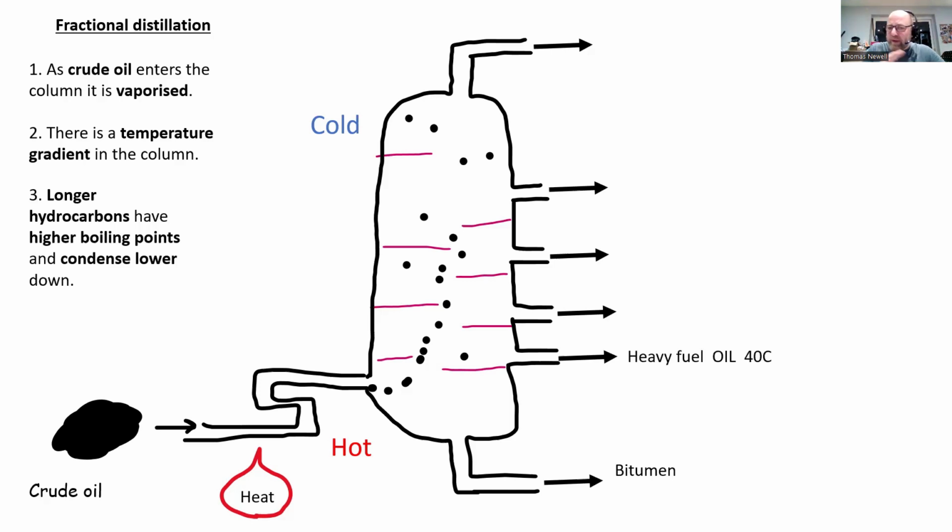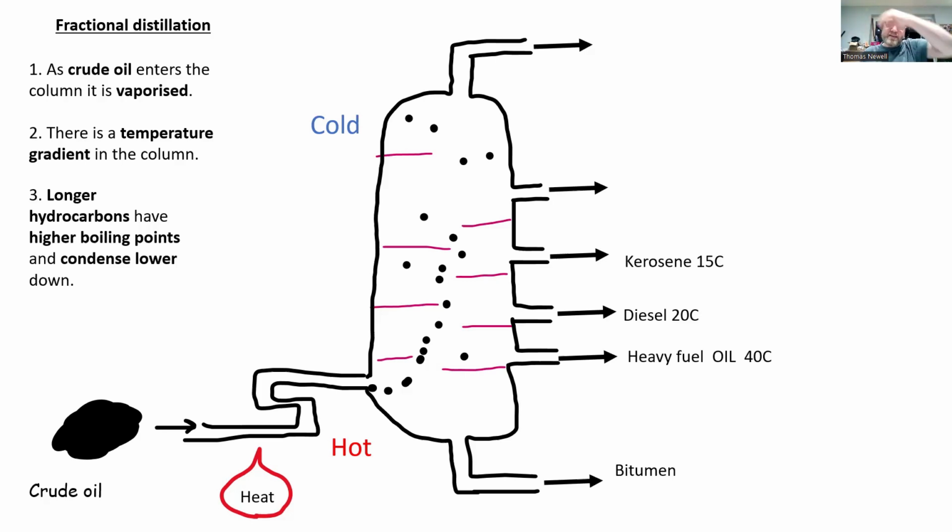First one out, heavy fuel oil, 40 carbons long. That's quite a long carbon chain. That's the first one to condense and come out. Second one out is diesel, used in cars, but mainly lorries. Third one out, kerosene. That's used for aeroplane fuel, 15 carbons long.